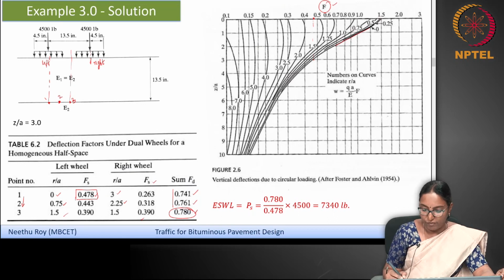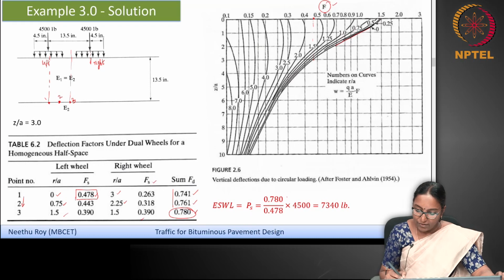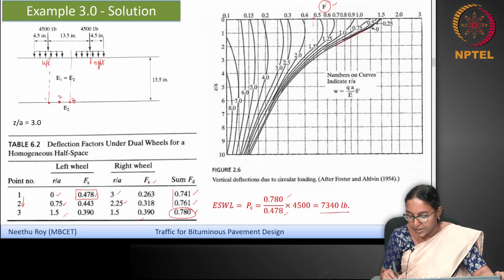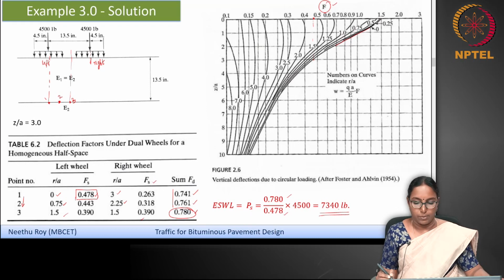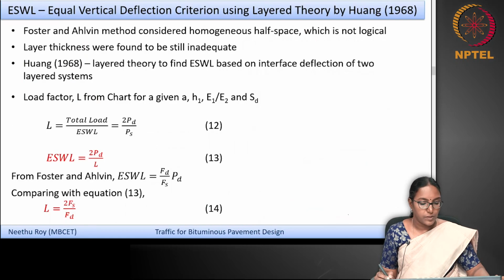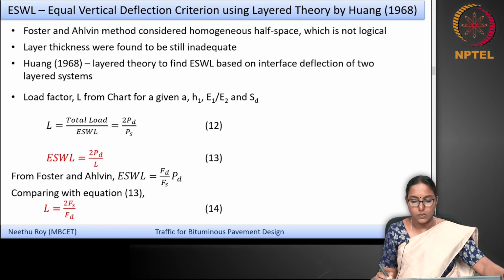So single load deflection factor. So it is 0.78 divided by 0.478 into 4500. So you read that 7340 is the equivalent single wheel load based on this approach. It was the same question that we have discussed for the other approaches as well. So you see that this closely matches with the approach that we have discussed earlier. Okay.